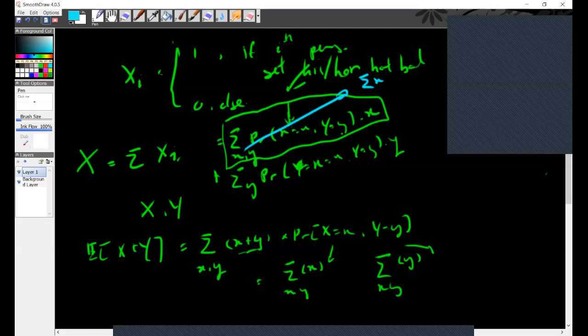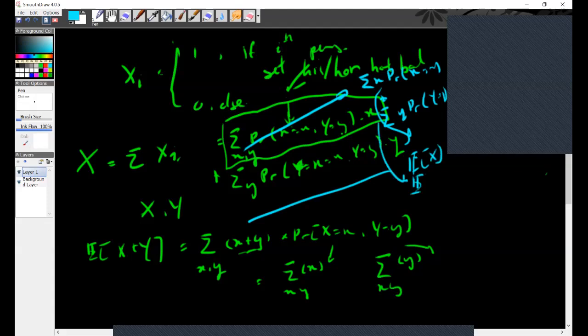summation of x times the probability of x, right? And this part here is the same thing. So this becomes y times the probability that y is equal to y. This gives me E of x. This gives me E of y, right?